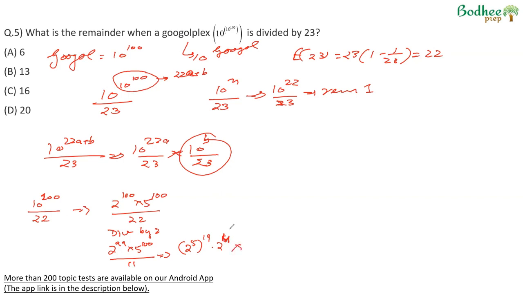The multiple of 11 close to a power of 5 is 3124. 5, 25, 125, 625, 3125, 5 raised to power 5. So 5 taken out from 100 leaves 20. This becomes, writing it at the top, 32 raised to power 19 into 16 into 3125 raised to power 20. 32 will leave a remainder of -1.